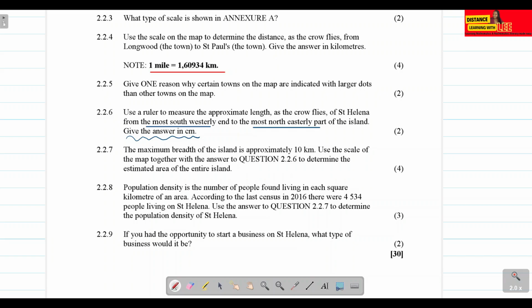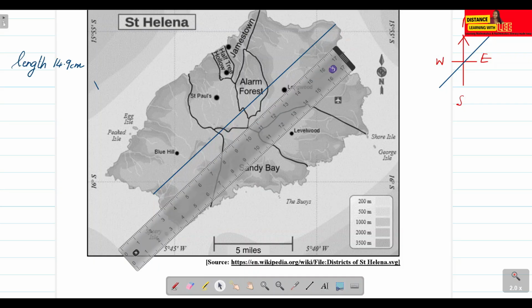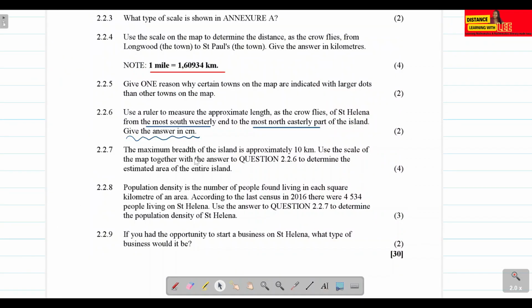So from question 2.2.6, we already obtained the approximate length of this island. From my electronic copy, I found that the length was about 14.9. So if that is our length, what is the breadth? We are told that the breadth of the island is approximately 10 kilometers. So we are given that the breadth is 10 kilometers.